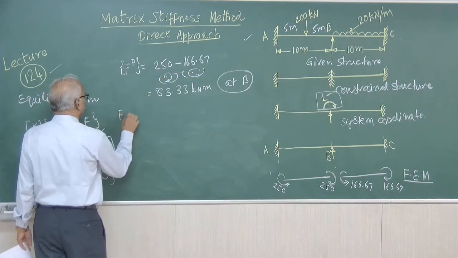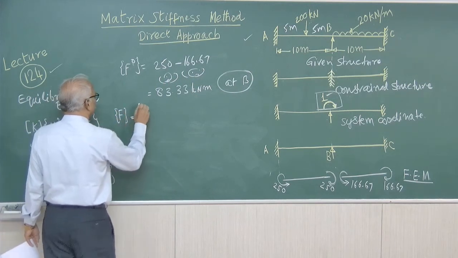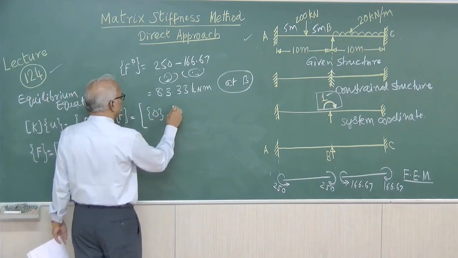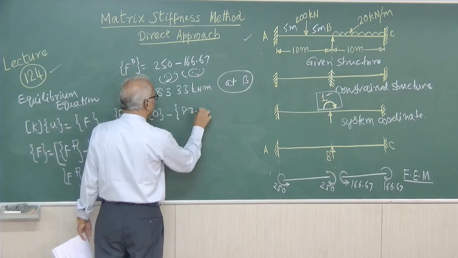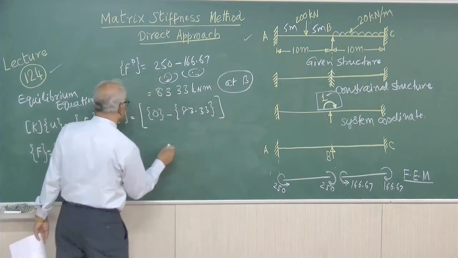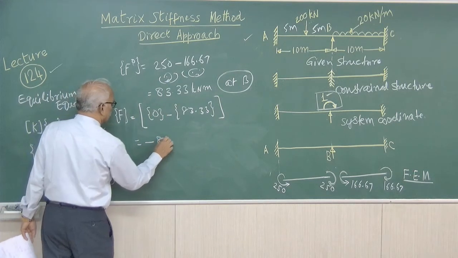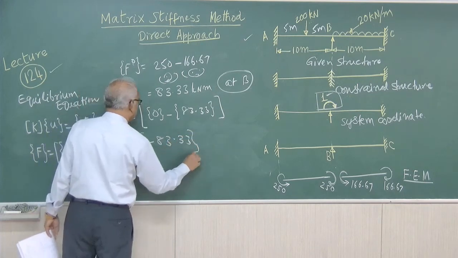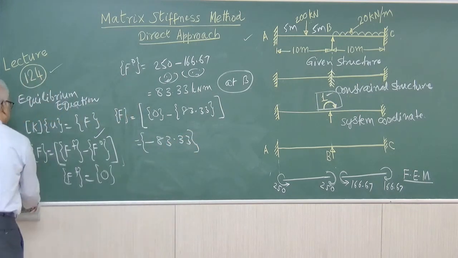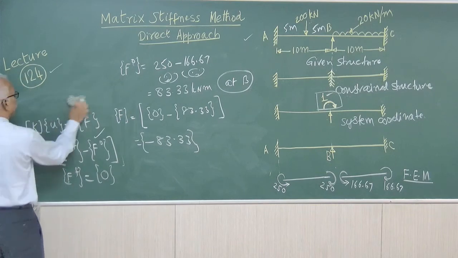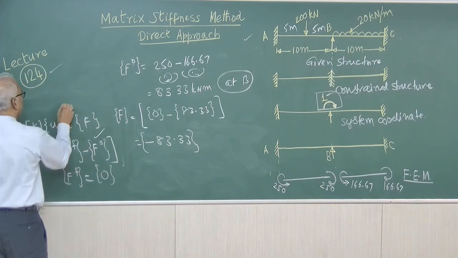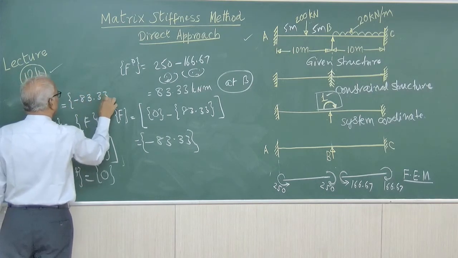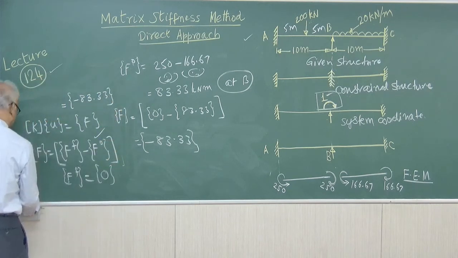Therefore, F of F is 0, F naught equals 83.33, so F equals minus 83.33. Therefore, the right hand side value equals minus 83.33. So, the right hand side is over.